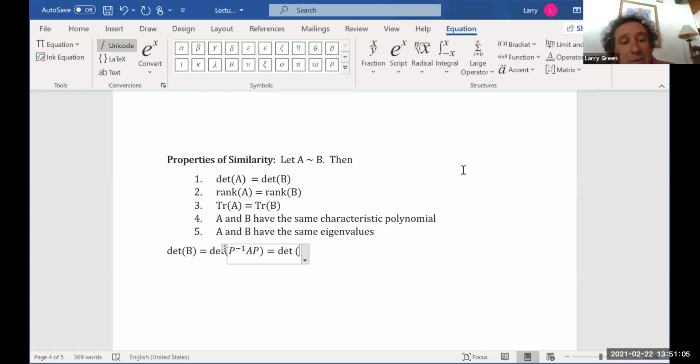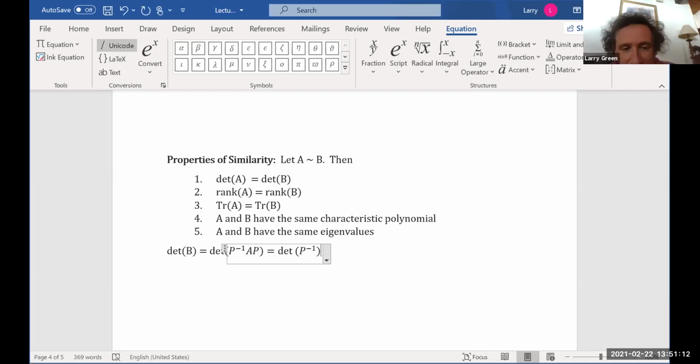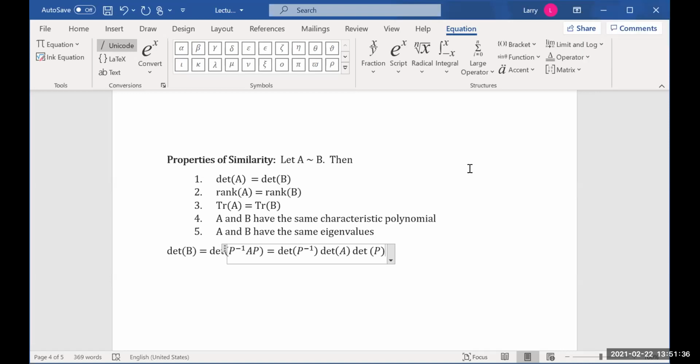Yeah, and I could do it with 3 matrices instead of 2, and it still works. So it's the determinant of P inverse times the determinant of A times the determinant of P. And the good news is, as soon as you hit determinant, we're not talking about matrices anymore. Now we're talking about numbers, because the determinant of a matrix is a number. It's not a matrix. And we had another theorem. What was the theorem about the determinant of P inverse? Do you remember?